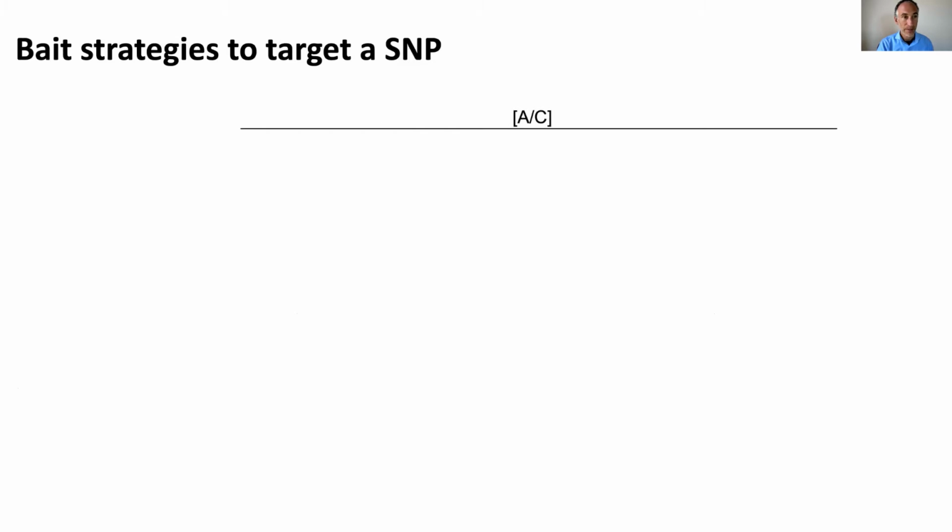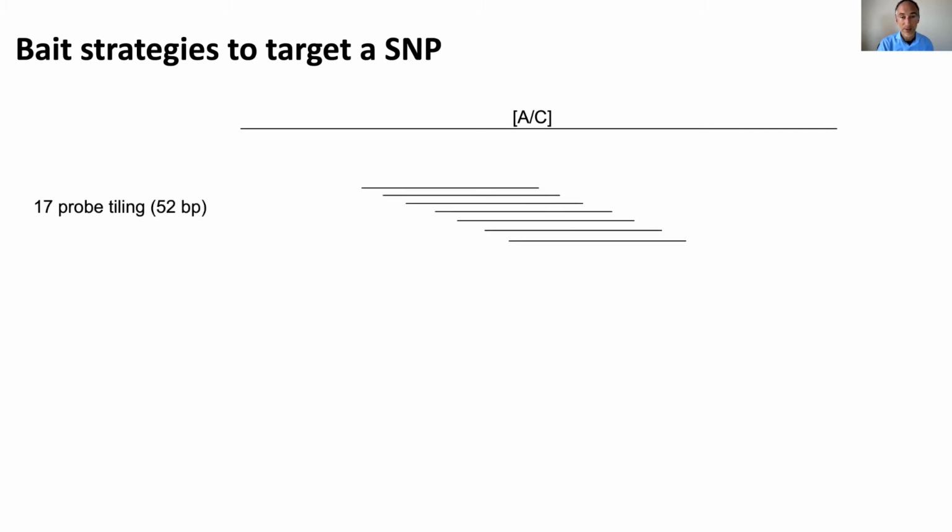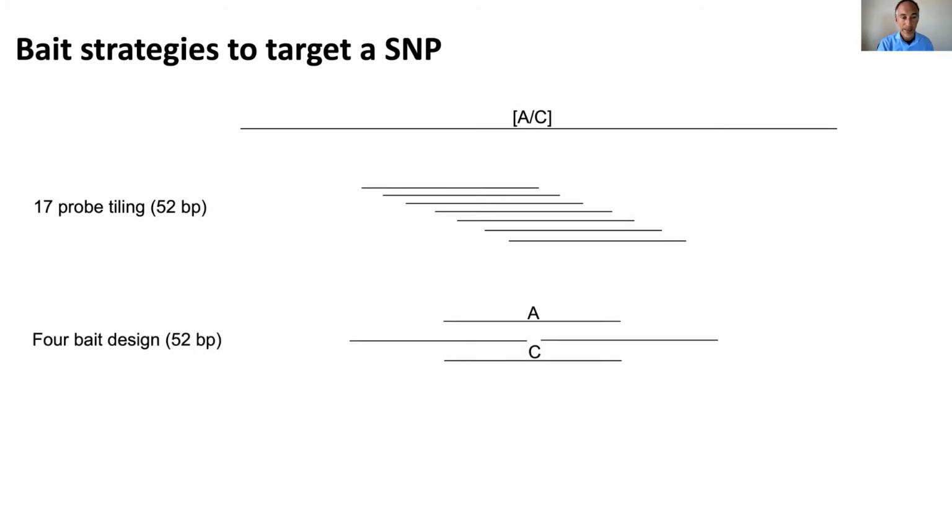So now I'm going to go over a little bit the bait strategies that we've used to target a SNP. This is a cartoon of a strand of DNA with an adenine cytosine polymorphism. And the old strategy that we've used in some cases was a tiling strategy, where we would have 52 base pair probes tiled every 3 base pairs over a region of interest, including a SNP. For the 1240K design that we've used so heavily, we used a 4-bait design, which went 52 bases, but not quite including the SNP, 52 bases in the other direction, not quite including the SNP, and 2 probes centered on the SNP, but with the 2 alternative alleles.